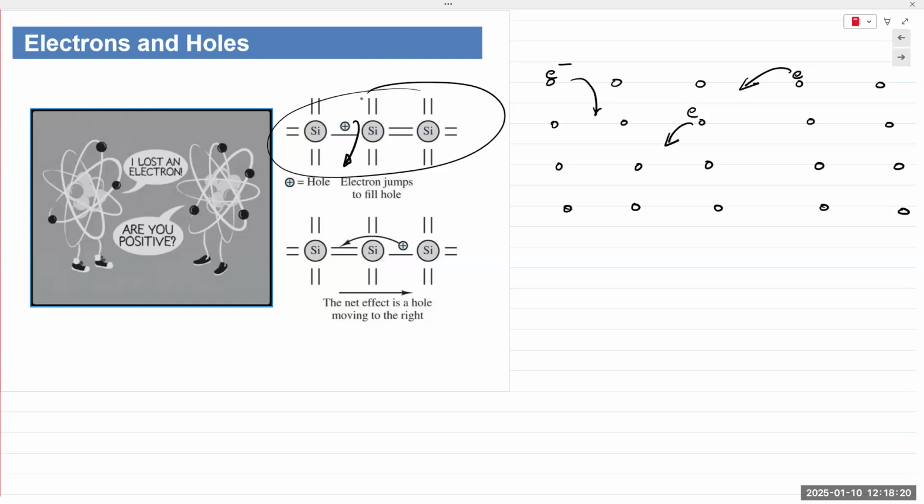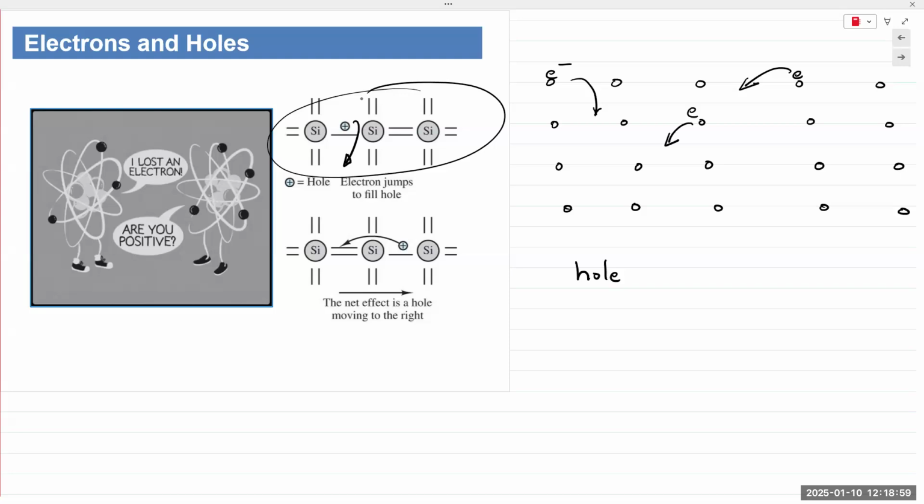So the electron jumps one spot to the right, then a second spot to the right. Now the empty spot is moving one, two, three spots towards the left. And so it behaves as if it's a particle in its own right. And so for purpose of analysis, a long time ago, they decided we will treat it as a particle in its own right. And they named that particle a hole.